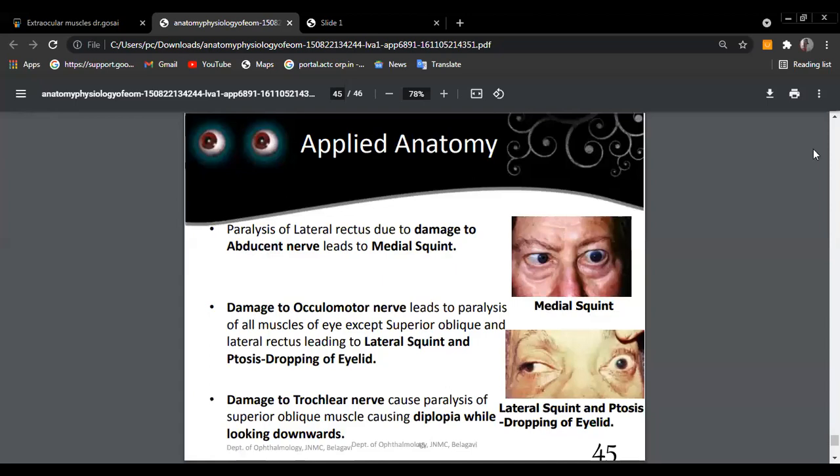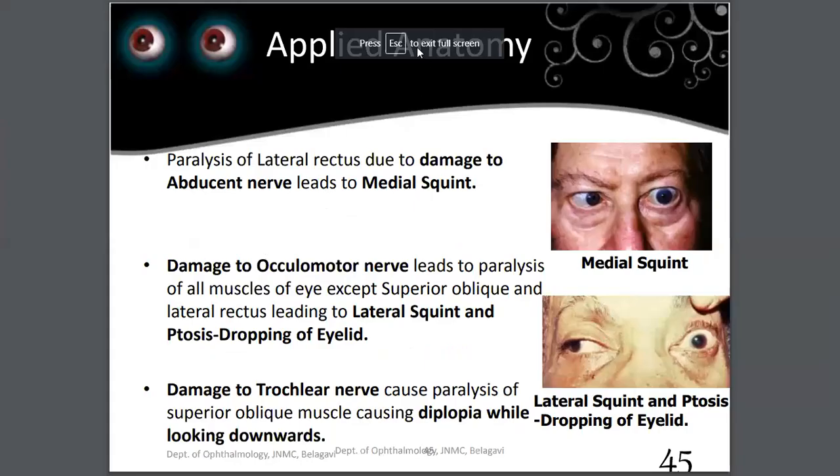Coming to the applied anatomy, paralysis of the lateral rectus is due to damage to the abducent nerve. We know LR6, right? So if the lateral rectus muscle is paralyzed due to damage of the abducent nerve, it leads to medial squint.